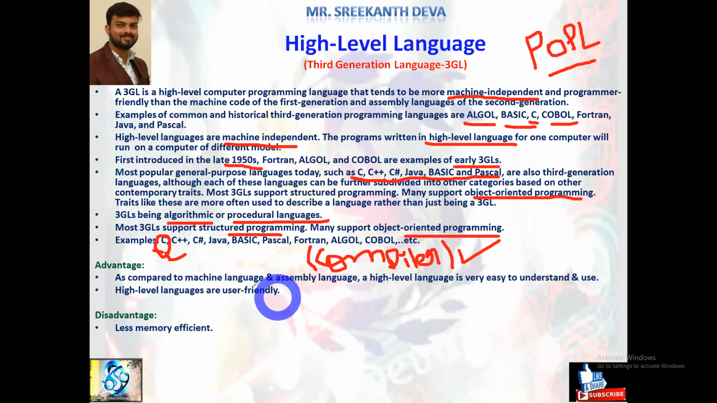Some disadvantages and limitations. A translator like a compiler or interpreter is required to translate the instructions written in high level language into machine language. High level language programs are comparatively slower than machine or assembly level language programs. As compared to machine or assembly language programs, high level language programs are generally less memory efficient. So these are some advantages and limitations of third generation languages.